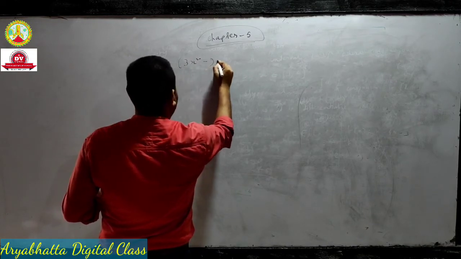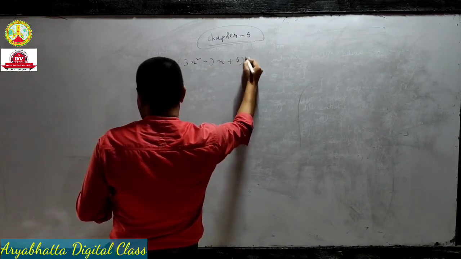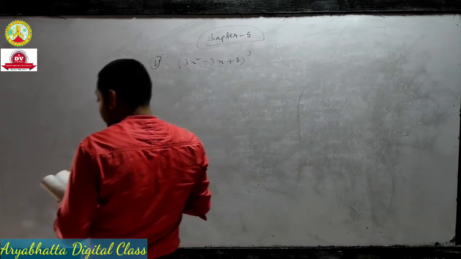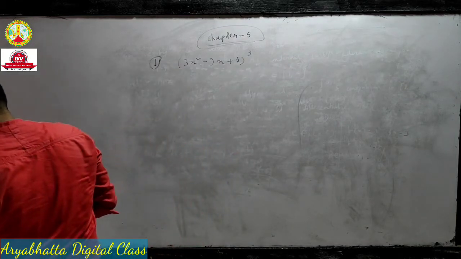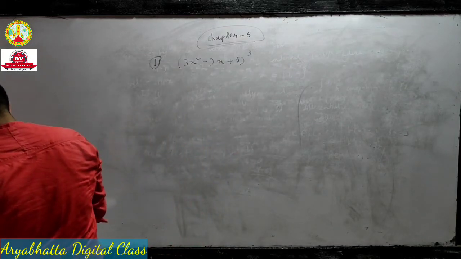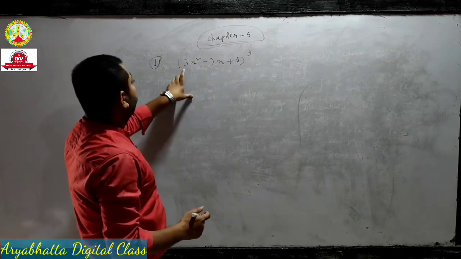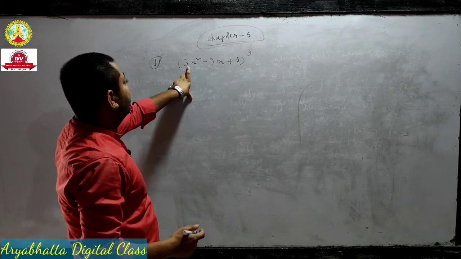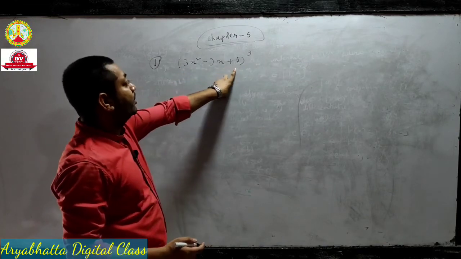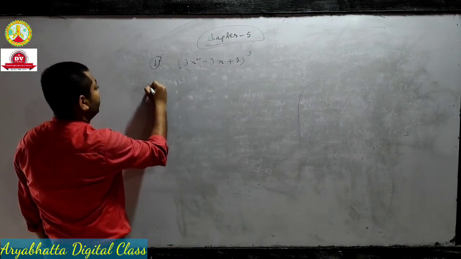Differentiate 3x squared minus 9x plus 5, whole to the power 9, with respect to x. Question number 1: 3x squared minus 9x plus 5 whole to the power 9. Solution.